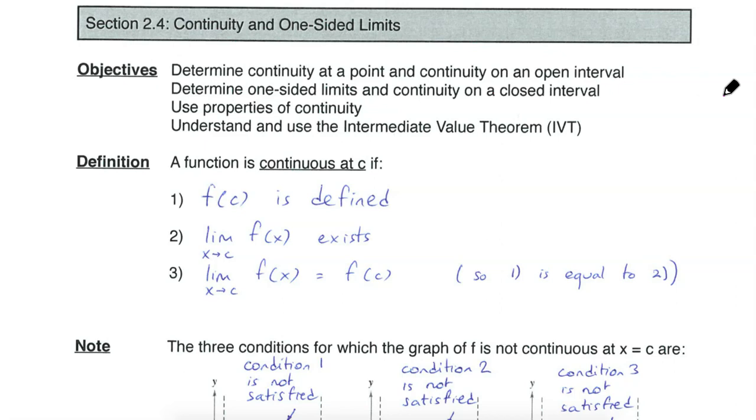So, the definition of a function that is continuous, if we use the concepts we've learned about limits, is the following. Firstly, we need the point at which we are trying to see whether f is continuous. We need that point to be defined. Secondly, we need the limit as we approach that point to exist. And finally, we need both of these to be equal.